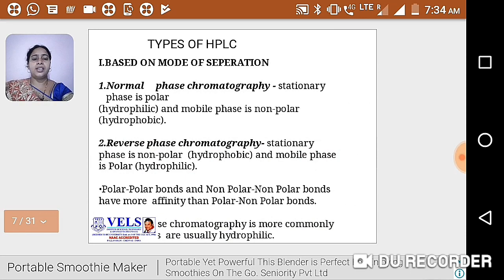Types of HPLC based on mode of separation: normal phase chromatography and reverse phase chromatography. So these are the two types based on mode of separation. HPLC working differs. In normal phase chromatography, stationary phase is polar, that is hydrophilic, and mobile phase is non-polar. Whereas in reverse phase chromatography, stationary phase is non-polar, that is hydrophobic, and mobile phase is polar. Polar-polar bonds and non-polar non-polar bonds have more affinity than polar non-polar.